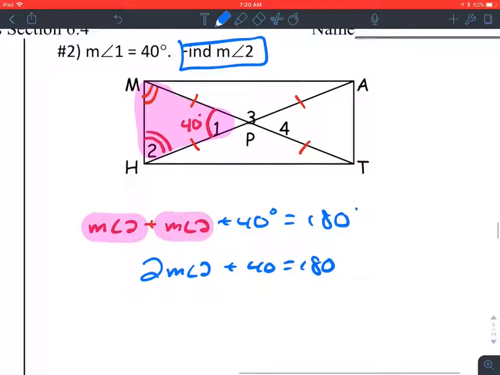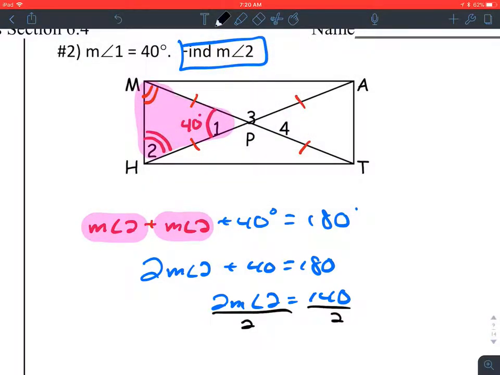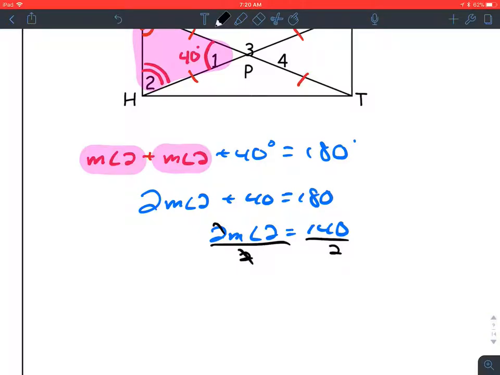Keep in mind we're supposed to find the measure of angle 2. If we subtract 40 degrees from both sides, we get 2 times the measure of angle 2 is 140. If we divide both sides by 2, these 2's are going to cancel, and we end up with the measure of angle 2 equals 70 degrees. Moving forward.